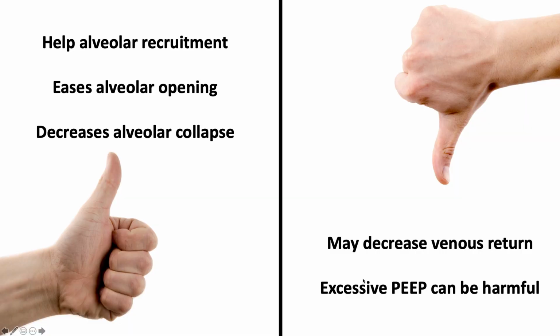So the good things about PEEP, it again helps alveolar recruitment, it eases alveolar opening and decreases alveolar collapse. There are some downsides. It may decrease venous return, and excessive PEEP can be harmful, but if we use it correctly, it can really help your ventilation.